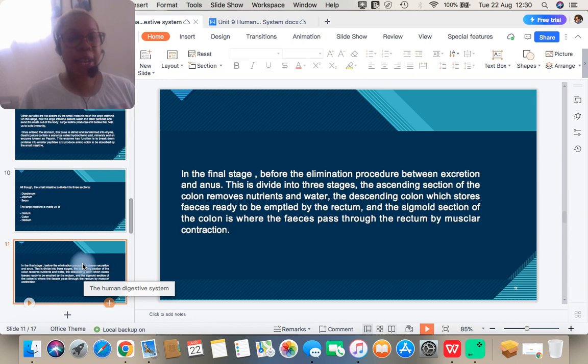In the final stage, before the elimination procedure between excretion and the anus, the colon is divided into three sections. The ascending section of the colon removes nutrients and water. The descending colon stores feces ready to be emptied by the rectum, and the sigmoid section of the colon is where the feces pass through the rectum by muscular contraction.